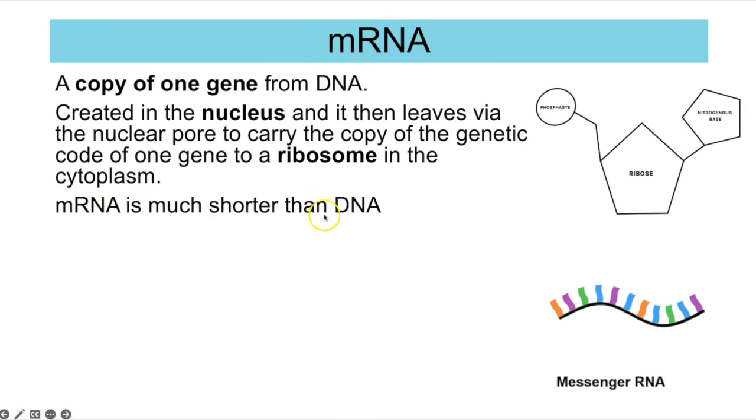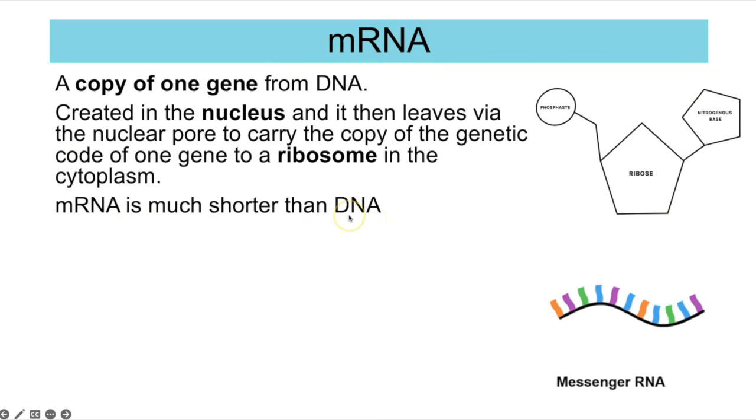But this is actually a good thing. We don't want DNA to leave the nucleus because that is your hard copy of your genetic material. And if it got into the cytoplasm, there are enzymes in the cytoplasm that could break down that DNA. So instead, when the genetic code is required to make a protein, we make an mRNA copy of one gene.